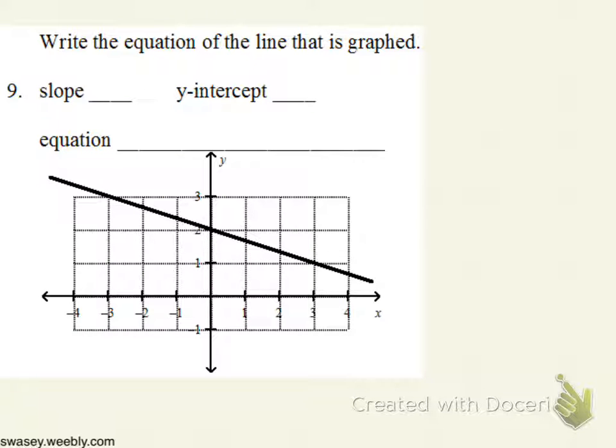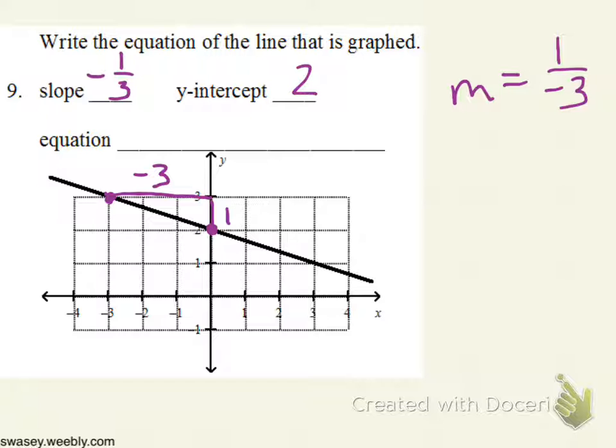Number 9, we have the graph. We're looking for the slope and the y-intercept. The y-intercept here is 2. It passes the y-axis at 2. Find another point to be able to do your slope. So if I use that point, we rise 1, we go to the left 1, 2, 3. So our slope, rise 1, run -3. Doesn't matter where your negative sign is, but you'll typically see it out to the side.